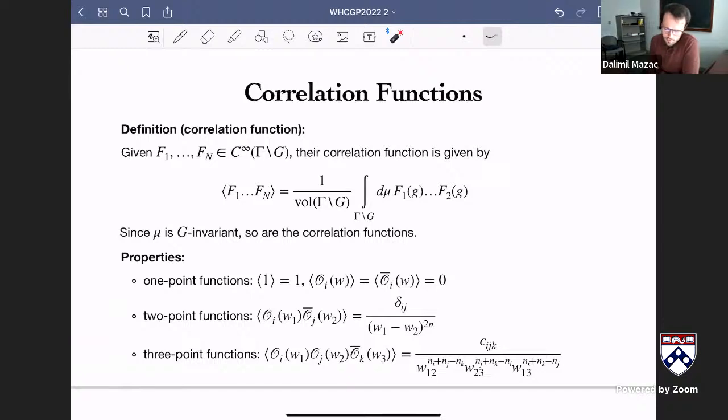So for example, the three-point function between O, O and O bar depends on the W's as such. And it comes with an overall constant, which is some C_IJK, which is also a structure constant in the OPE.